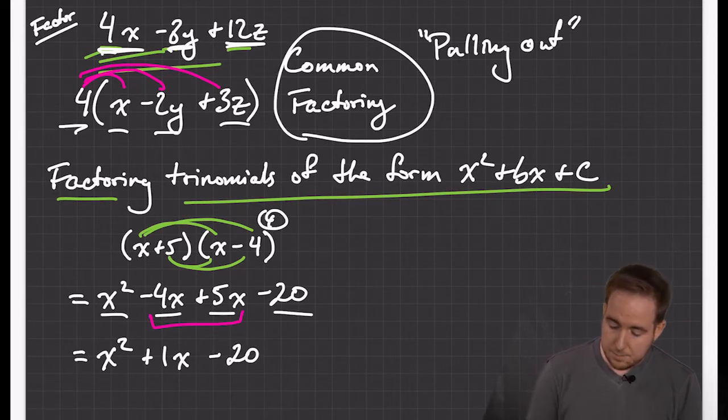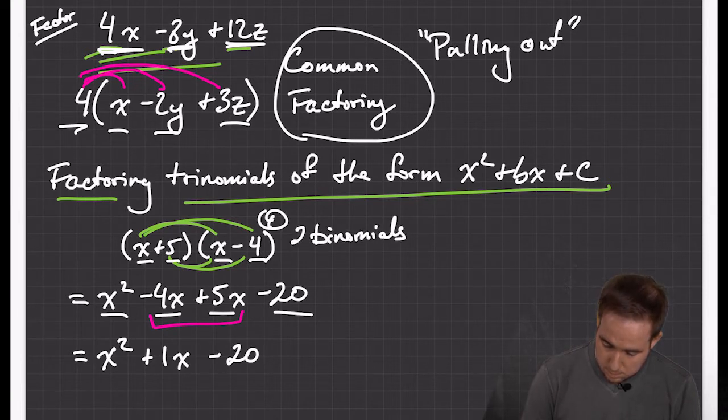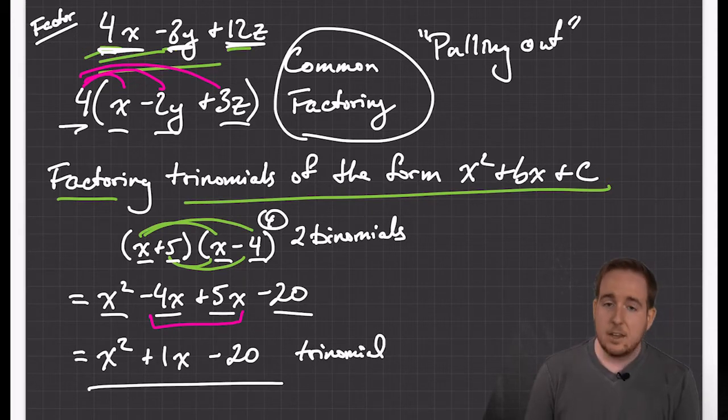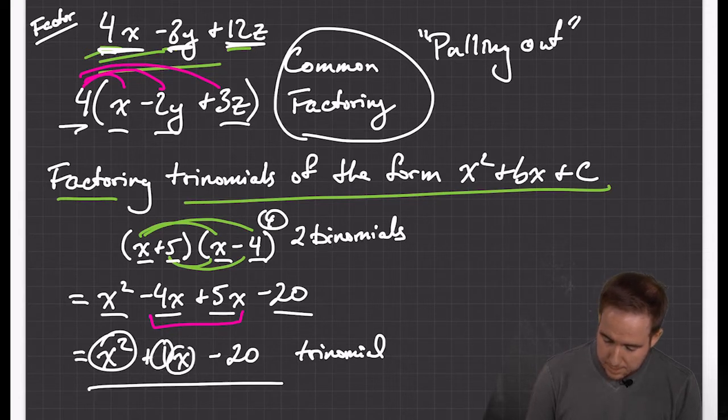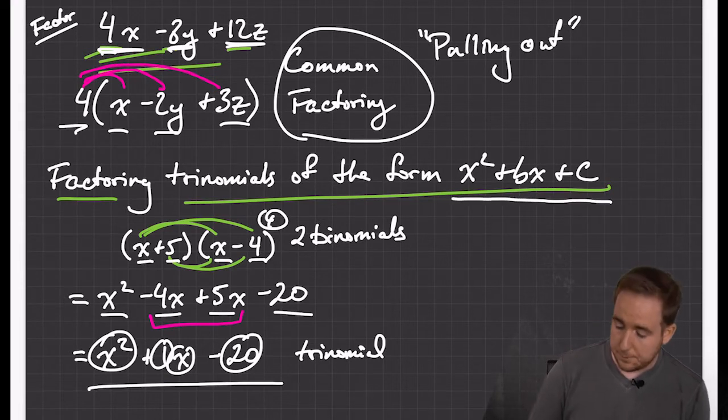And so anytime you do something that looks like this, with an x and a number, an x and a number, 2 binomials, you always get something that has this shape, a trinomial, and it always has the same shape: an x squared, a number x, and a number. That's what this is. X squared plus a number x plus a number.